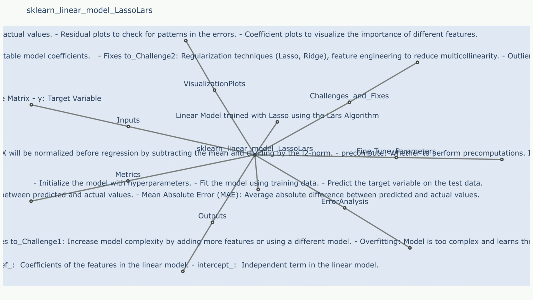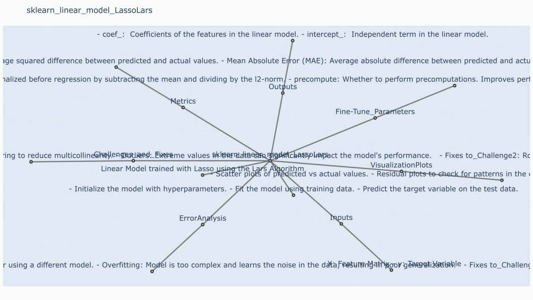Use a smaller subset of the data for training. Use a more efficient implementation of the LARS algorithm. Use a different regularization method, such as elastic net.